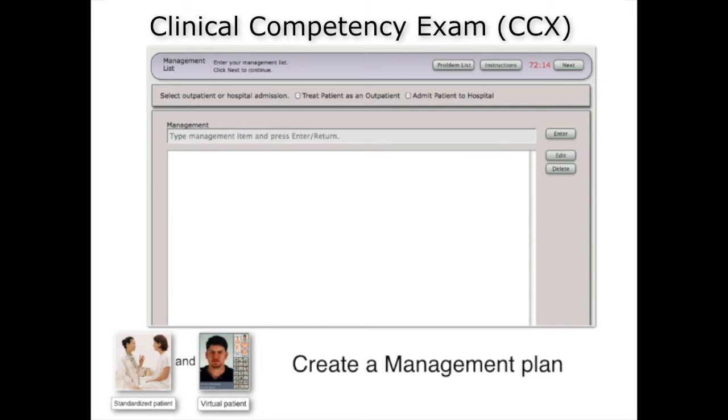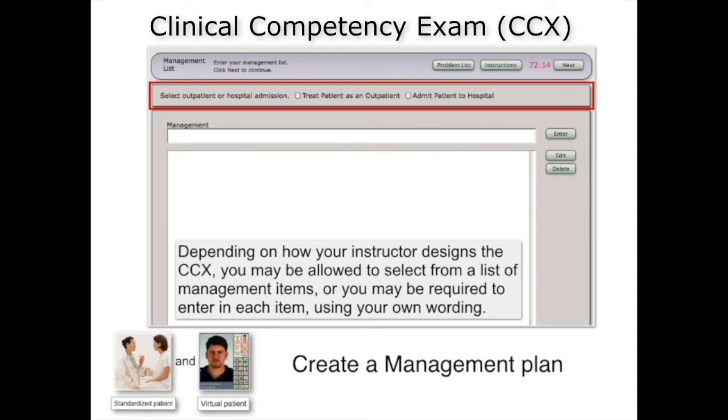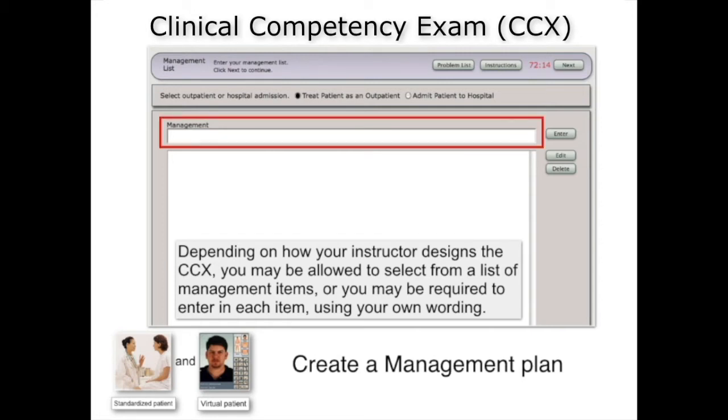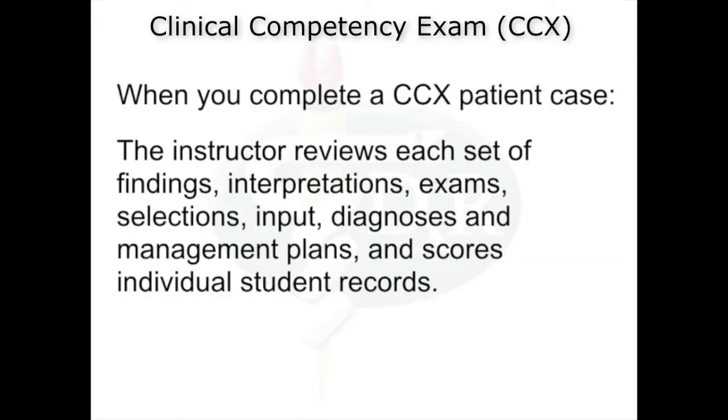Your final task in the patient encounter is to describe a management plan. You will start by choosing outpatient therapy or hospital admission for your patient. You may be required to enter in each management item using your own wording. Also, you may be able to select from a list of management items. Creating the management plan is the last step in the CCX patient encounter. The instructor reviews each set of findings, interpretations, exams, selections and input, and scores individual student records.